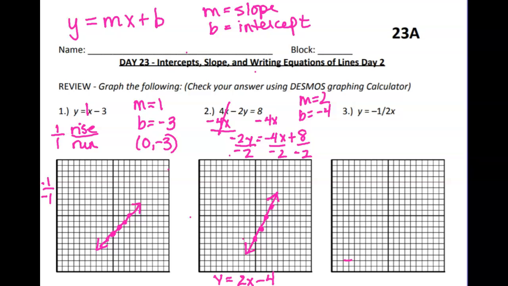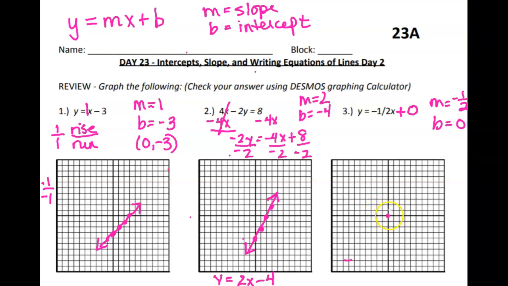Okay, the third one, y equals negative 1/2 x. Okay, some of you are getting a little confused with this. Notice it appears there's no y-intercept, but there actually is one, it's 0. Okay, so our slope here is negative 1/2, and our y-intercept is 0, which is actually the origin.